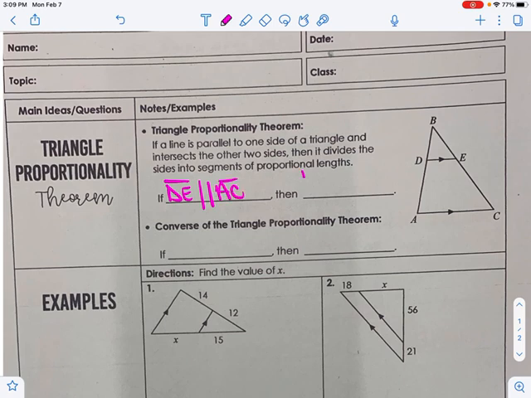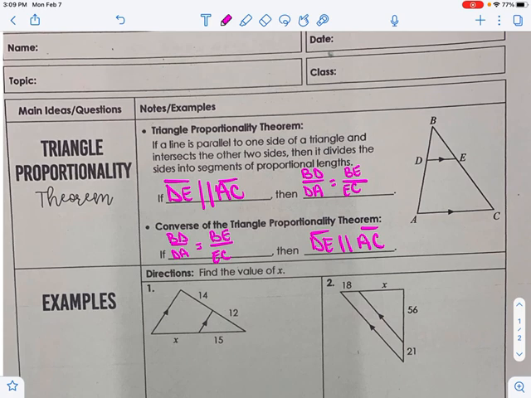We can say BD, the top of the left side, over the bottom of the left side, DA, is equal to the top and bottom of the right, so BE over EC in this case. And then later on in our notes, we're going to do it backwards, where if we build proportions and they are proportional, then we do have parallel lines: DE is parallel to AC.